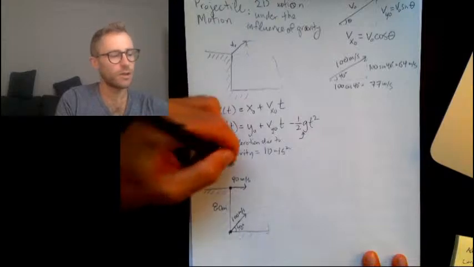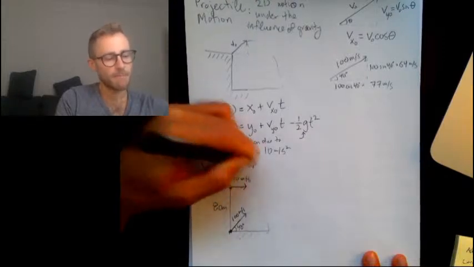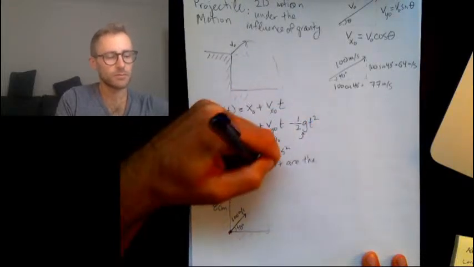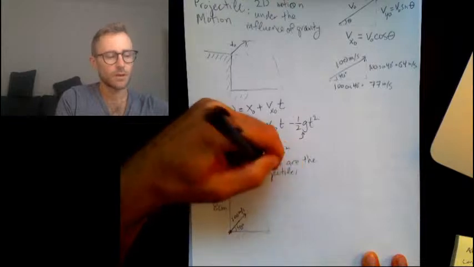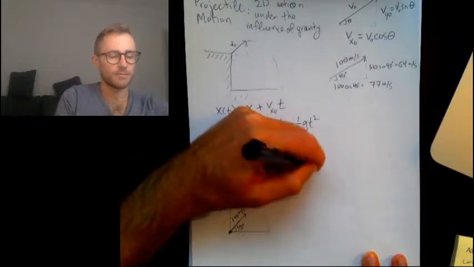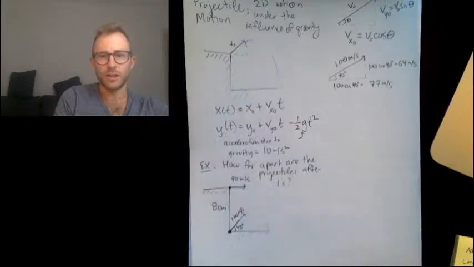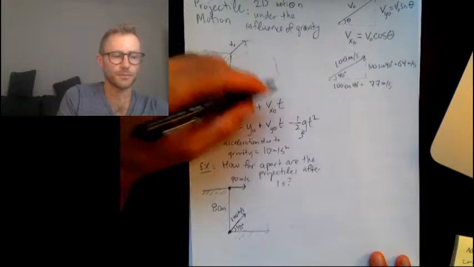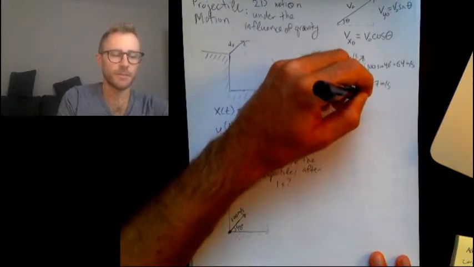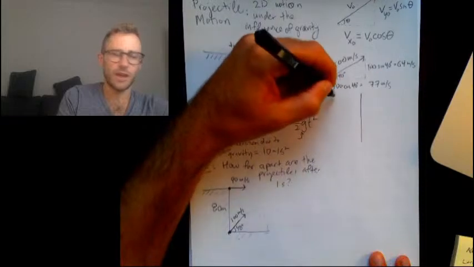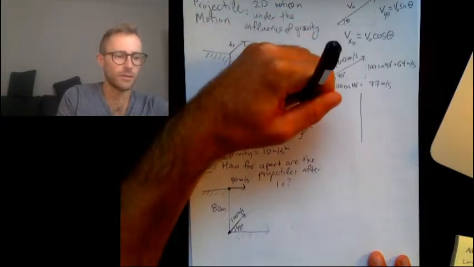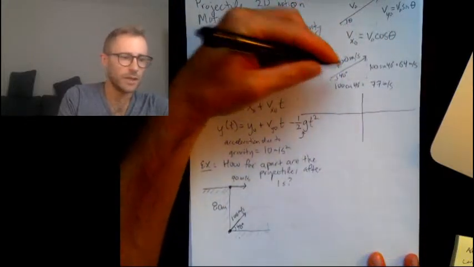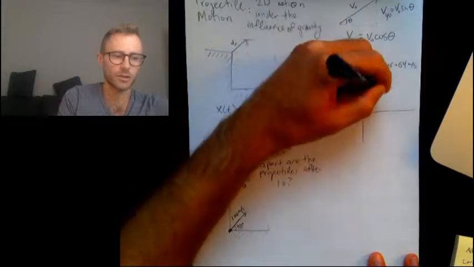So my question is, how far apart are the projectiles after 1 second? So 1 second after the launch, how far apart are these two projectiles? So to answer this question, we are going to need an x of t and a y of t for each of these projectiles. So projectile 1, projectile 2.